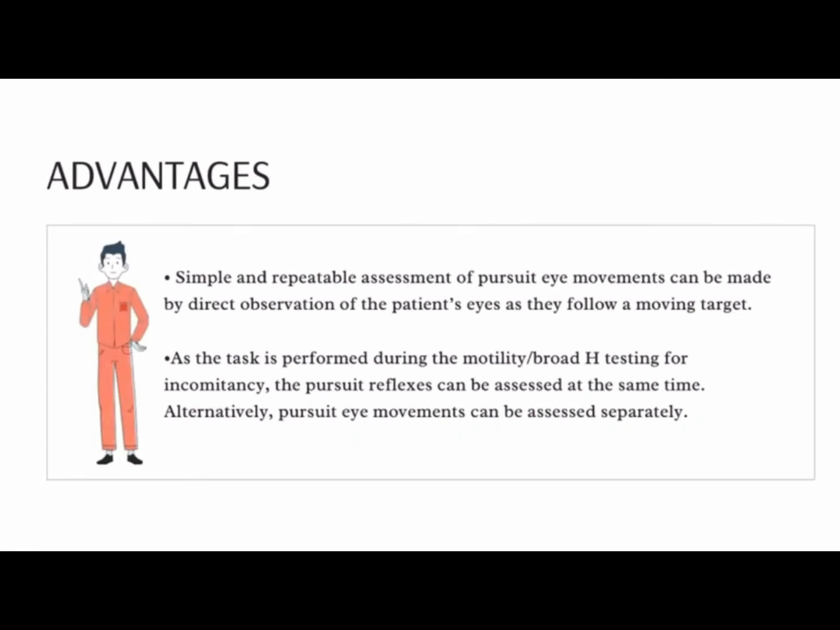And now, let's move to the advantages of the pursuit test. So first, it is a simple and repeatable assessment. Pursuit eye movements can be assessed by direct observation of the patient's eyes as they follow a moving target. And second, as the test is performed during motility and binocular vision testing for incompetency, the pursuit reflexes can be assessed at the same time. Alternatively, pursuit eye movement can be assessed separately.